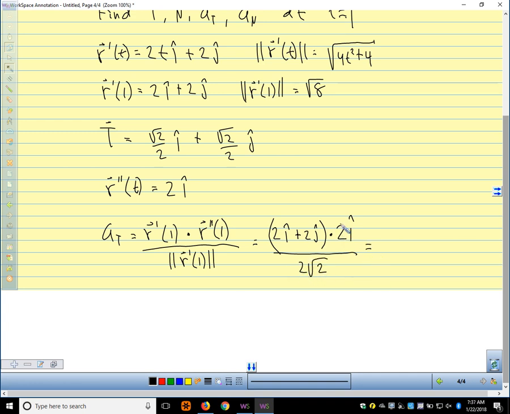And this just gives me 2 times 2, 4. So 2 over square root of 2, square root of 2. So our tangential component of acceleration is square root of 2.